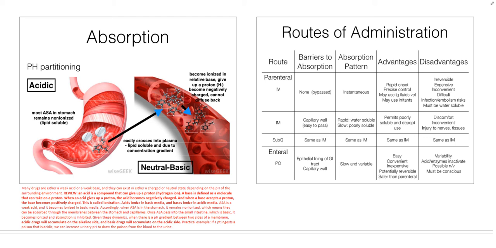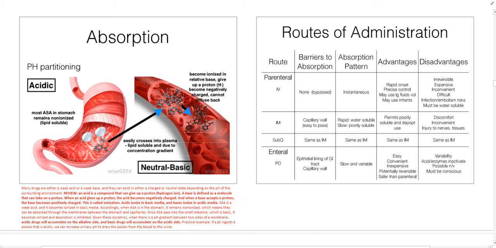Acids will ionize in basic media, and bases will ionize in acidic media. So if you throw something that's acidic into something that's alkalotic, it will ionize, and we'll get to that in a second. Many drugs are going to either be a weak acid or a weak base, and they can exist either in a charged or a neutral state depending on the pH of the surrounding environment.